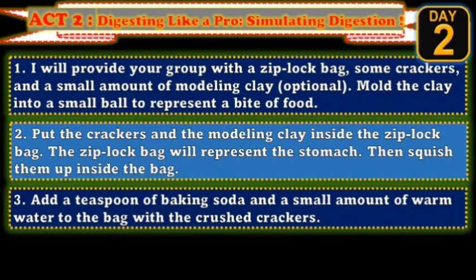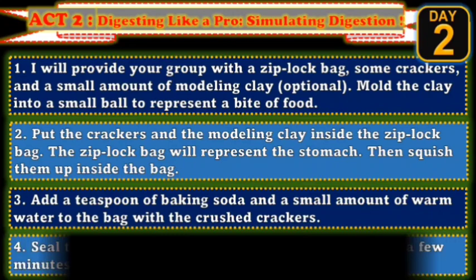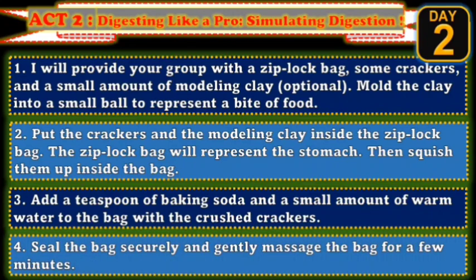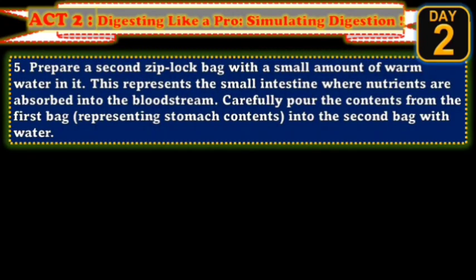Number 3, add a teaspoon of baking soda and a small amount of warm water to the bag with the crushed crackers. Number 4, seal the bag securely and gently massage the bag for a few minutes. Number 5, prepare a second Ziploc bag with a small amount of warm water in it. This represents the small intestine where nutrients are absorbed into the bloodstream.